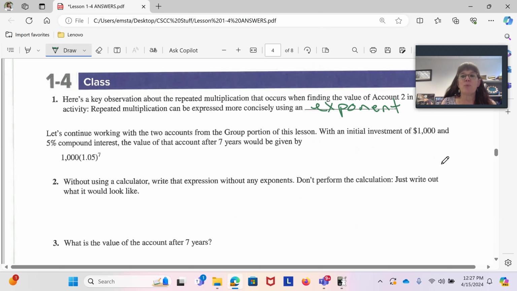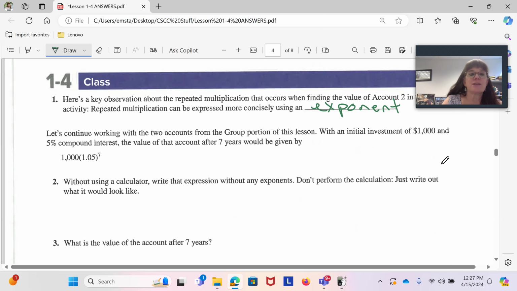If we invested $1,000 at 5% interest for 7 years, this is what the formula will look like. The 5% is part of your growth factor. So 1.05 is your growth factor. The 7 is the number of years we're investing for, and the 1,000 is your initial deposit. In number 2, they ask us to write it out without using a calculator. We'll get to the calculator in a minute.